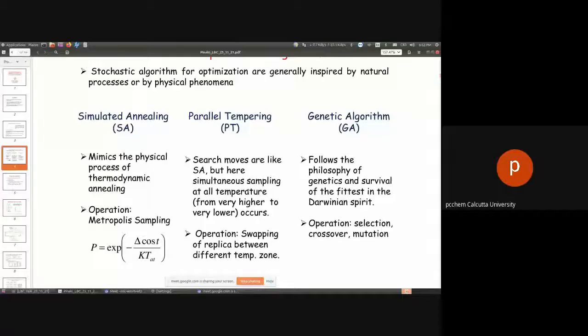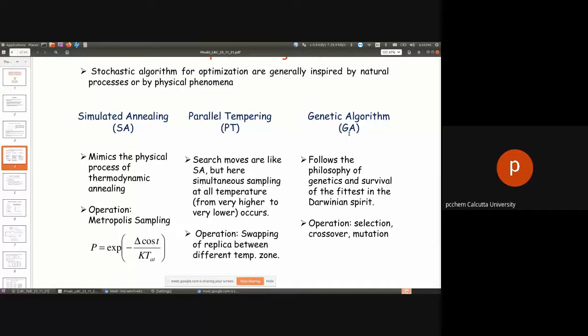Like simulated annealing borrows its philosophy from the metallurgical process of annealing. Parallel tempering is somewhat similar to simulated annealing in the mode of working, but theoretically it is better to call it a replica exchange Monte Carlo. It is a bit technical, I will not go into the details of it. And the last one, which has become popular to users across scientific disciplines, is what is called genetic algorithm.